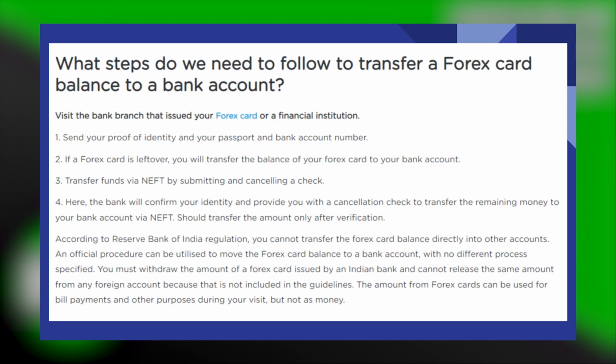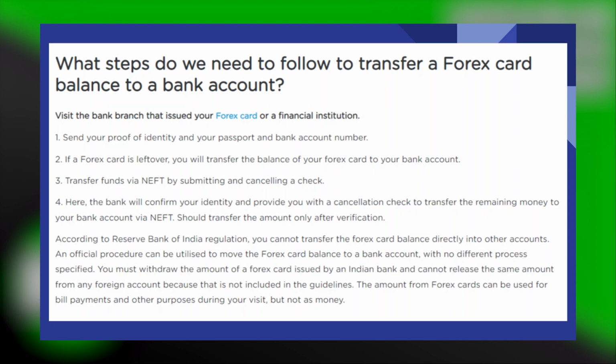Firstly, send your proof of identity, such as your passport and your bank account number. If a Forex card is left over, you will transfer the balance of your Forex card to your bank account. Transfer funds via NEFT by submitting and canceling a check.